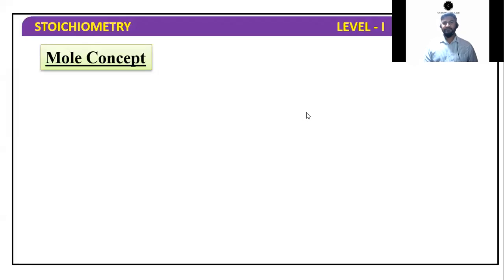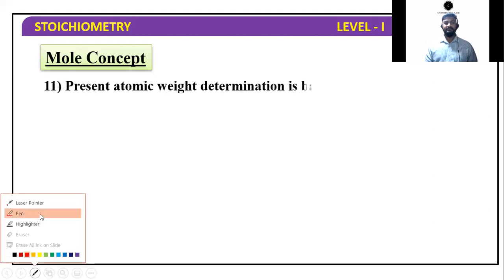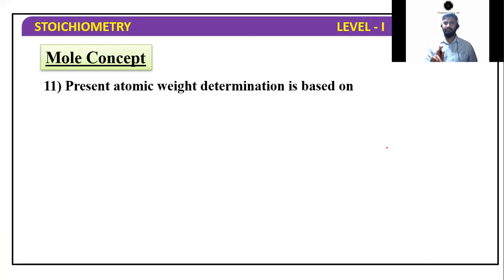Okay, so let's begin. This is the first question we have. Let us solve it. The question says the present atomic weight determination is based on which atom? Can you guess it? Of course, the answer is carbon 12, because everywhere we have studied AMU and the mole concept, the basis was carbon. So the answer is choice B. Next question.